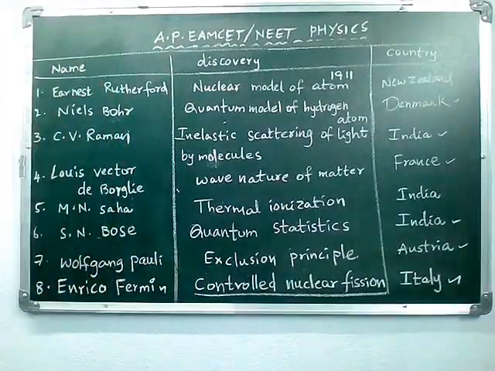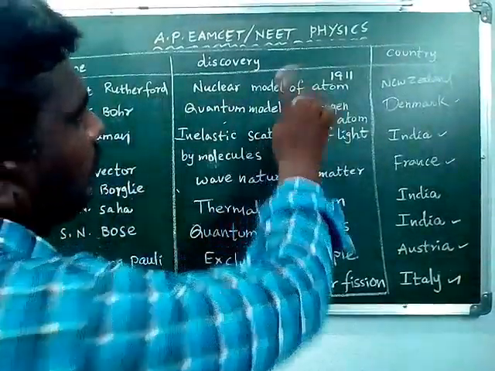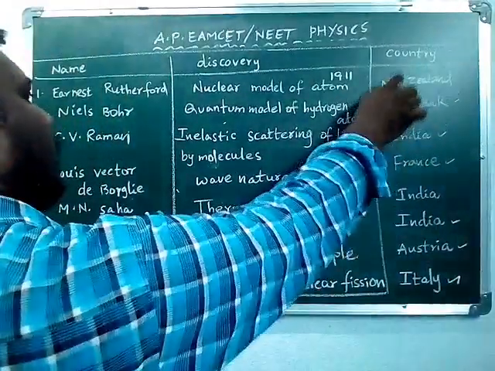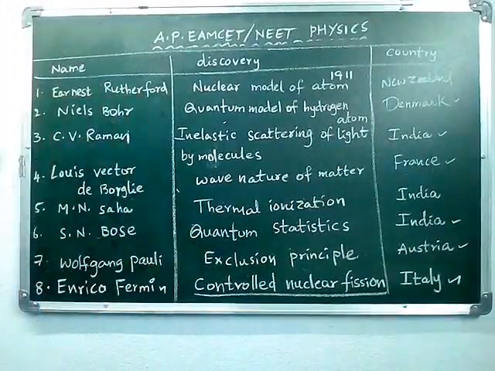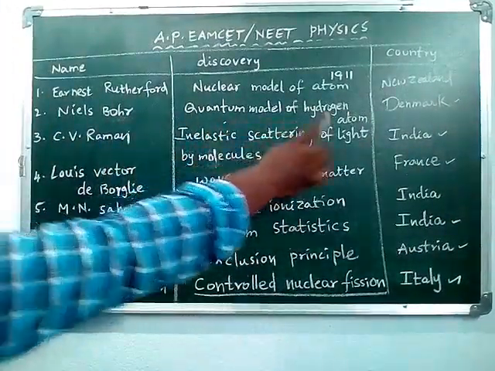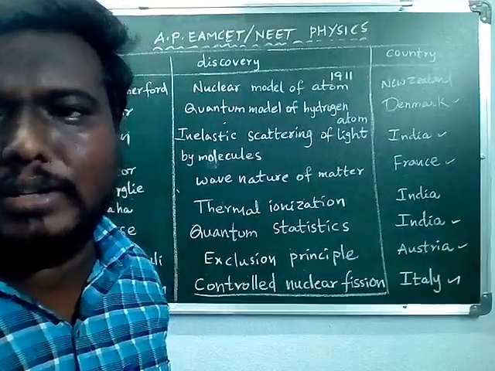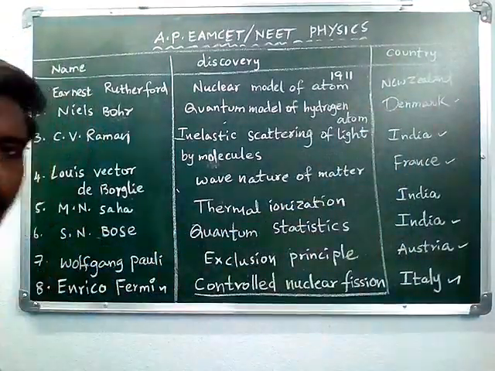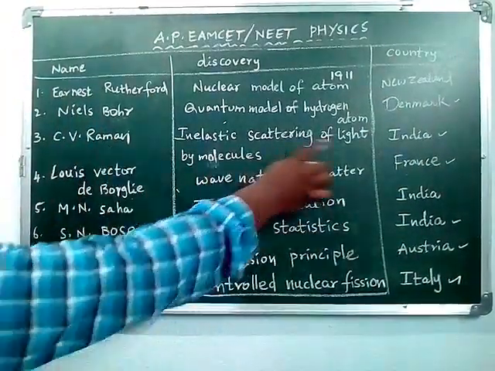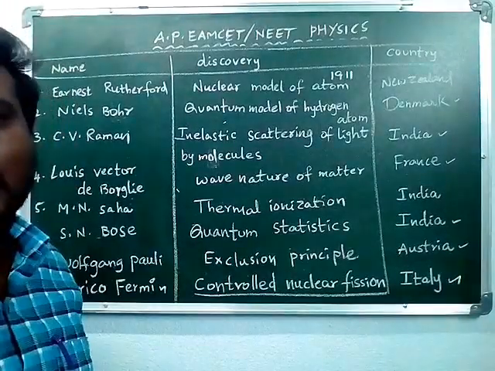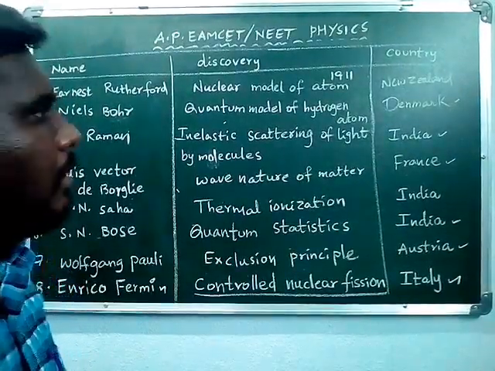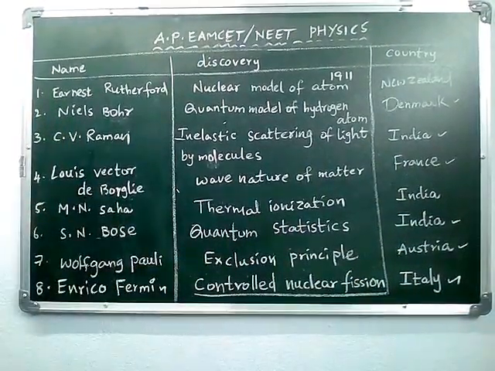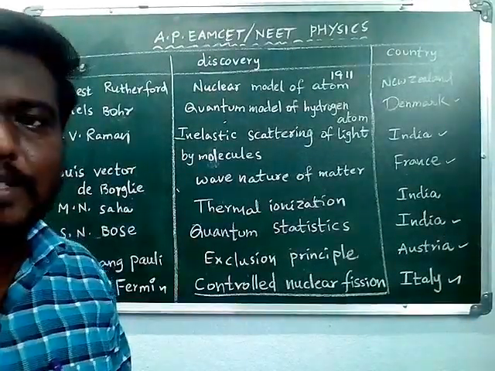Once again I will discuss: Ernest Rutherford, nuclear model of atom in the year 1911. His country is New Zealand. Niels Bohr, quantum model of hydrogen atom. His country is Denmark. Sir C.V. Raman, inelastic scattering of light by molecules, Indian scientist. Louis de Broglie, wave nature of matter, French scientist.